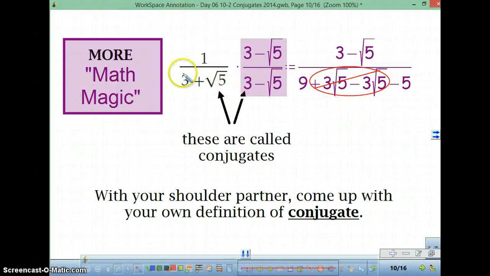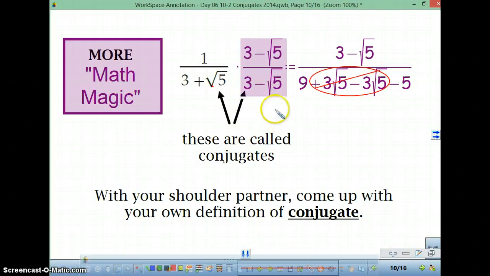If you have a problem that has a more complex denominator with a radical in it, or maybe two radicals added together, you're going to need to write your number one using something called the conjugate. Look at the relationship between the denominator here and the denominator here. Only difference is the sign in the middle. 3 plus root 5 times 3 minus root 5. These are called conjugates. Okay?